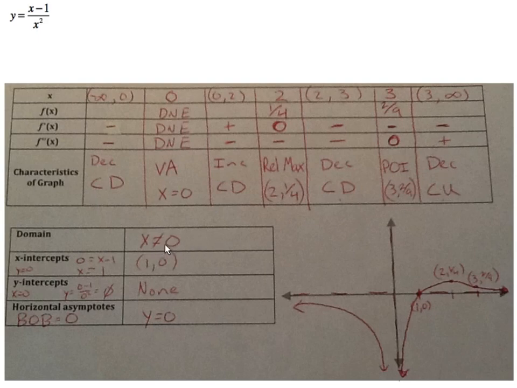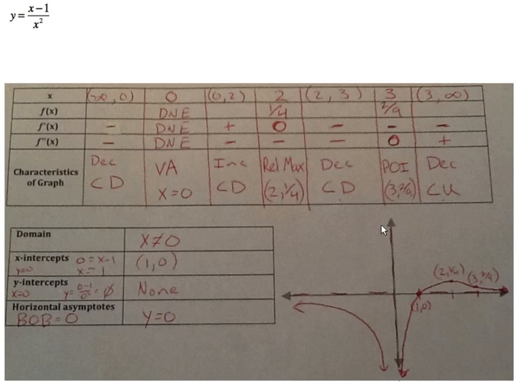We also found that domain x did not equal 0. We found our x-intercepts. We let y equal 0 here, and we solved, so x equals 1, so 1, 0. The y-intercepts, when we let x equal 0, we get no solution, all right, because it wasn't in our domain, so we don't have a y-intercept. And here, this is big on bottom. You can see the x squared, and so that means that the horizontal asymptote will be at y equals 0.